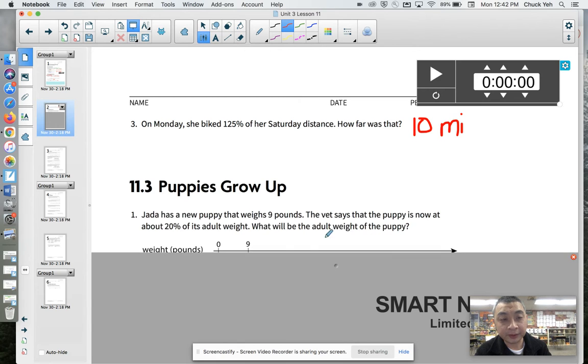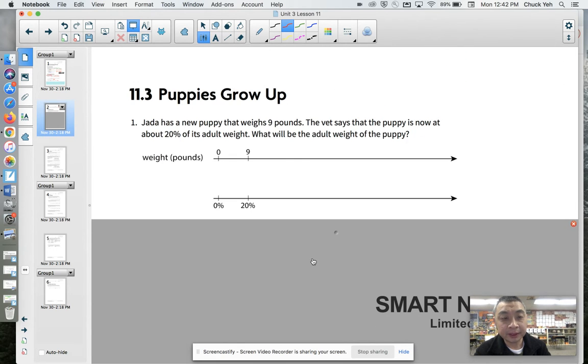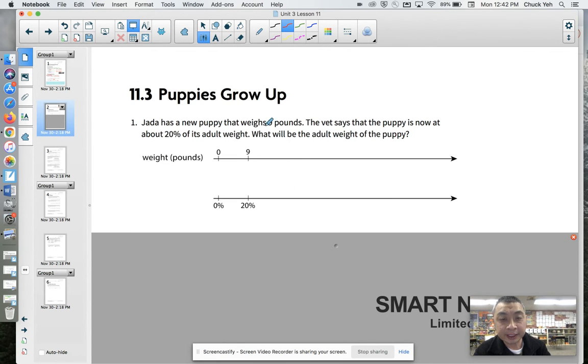Okay, 11.3. Puppies grow up. Jade has a new puppy that weighs 9 pounds. The vet says the puppy is now about 20% of his adult weight. What will be the adult weight? I always like to try to find 50 and 100 because those are, instead of just 100, of course. But I always like to try to find 50. I always like to try to find what's half of it. All right. So if 9 is 20%, we can cross multiply 9 times 100 and divide by 20.